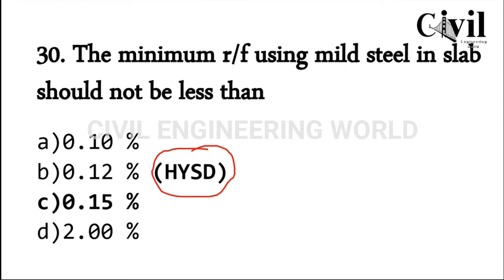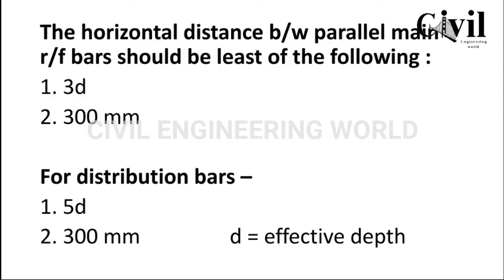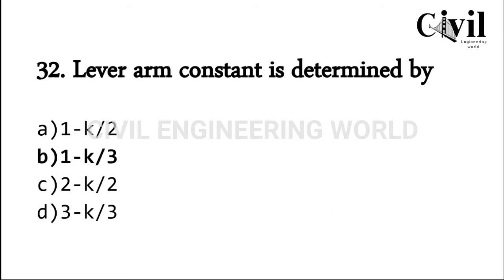Okay, so in the reinforced concrete slab, the spacing between main reinforcement should not exceed, so it should not exceed minimum of 3 times of its effective depth. So we have this table, horizontal distance between the main bars should be least of the following, 3D or 300 mm. So here we will take 3D, which is less. So lever arm constant is determined by, so here we have the formula, we can use it, 1 minus K over 3. B is the correct answer.